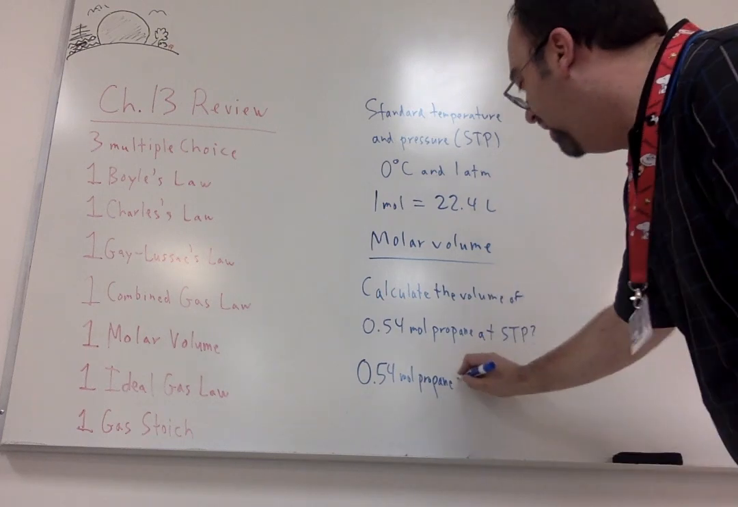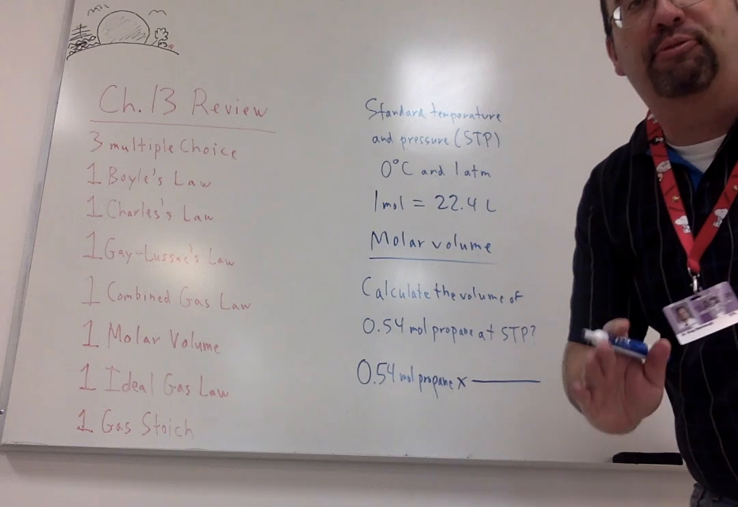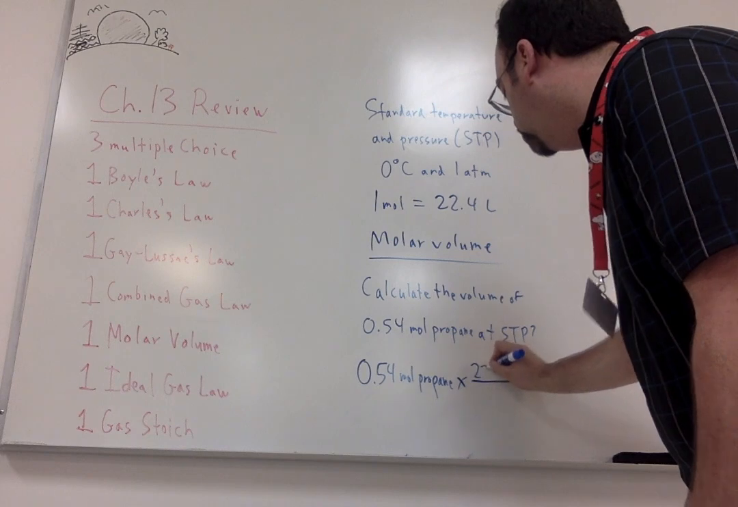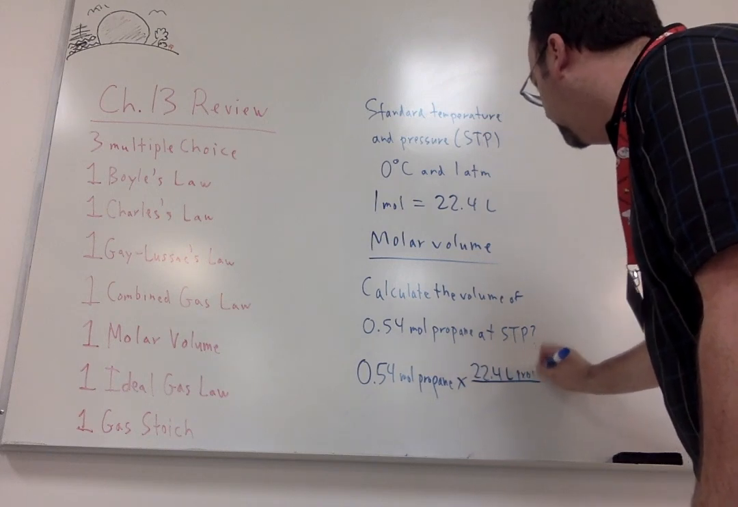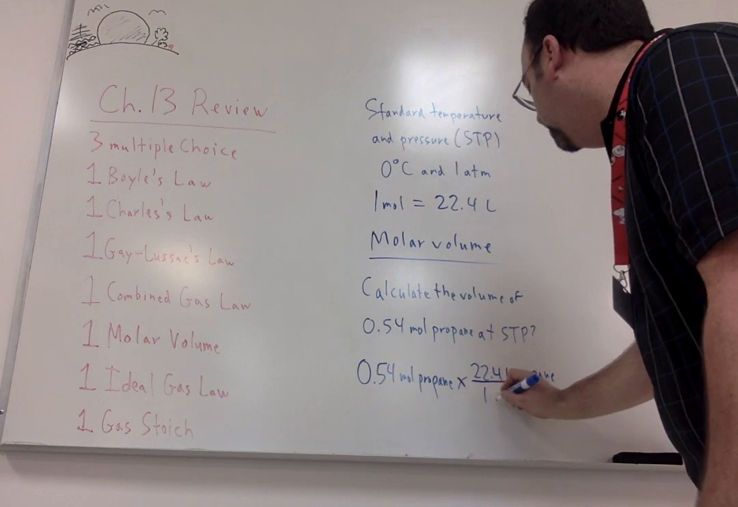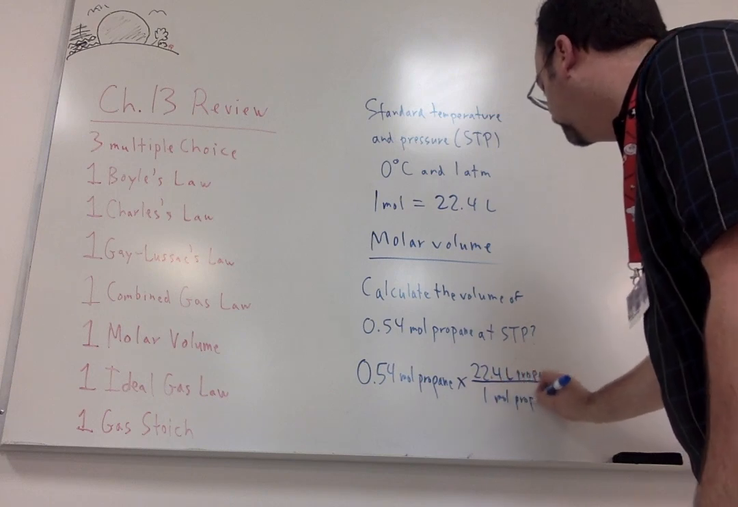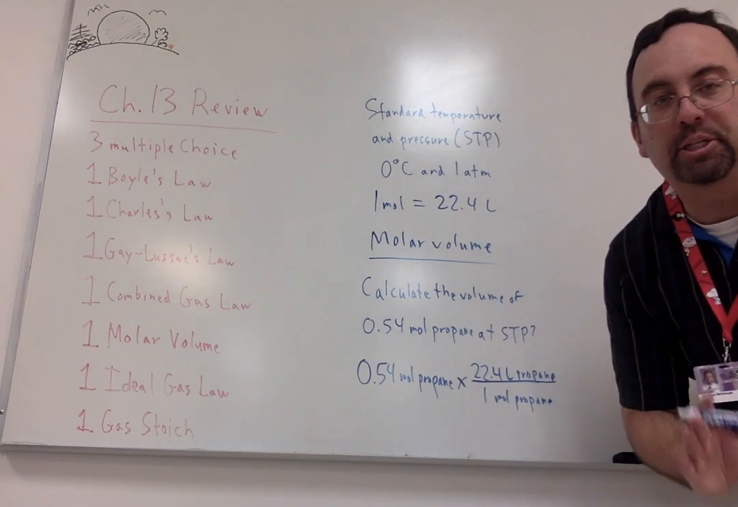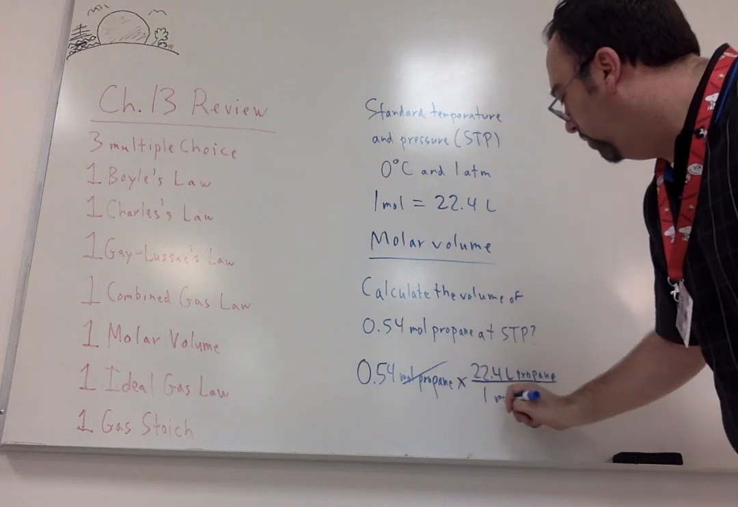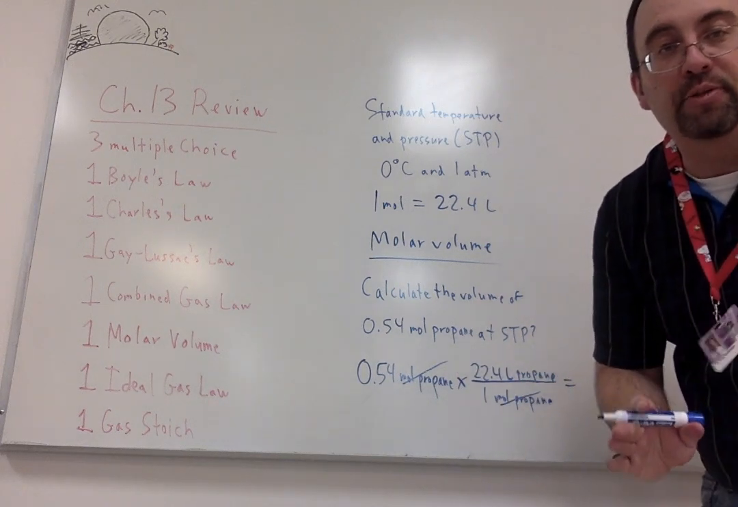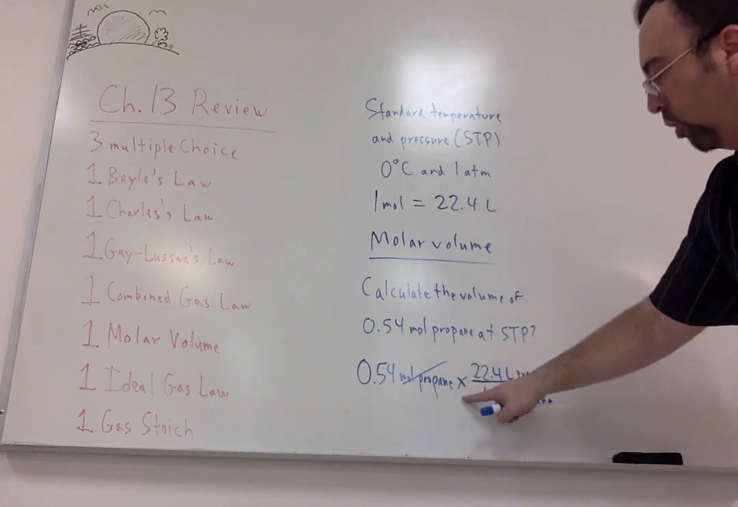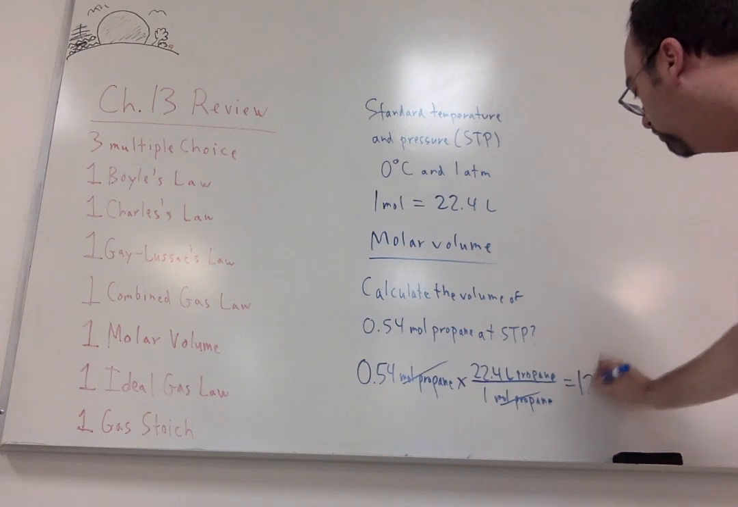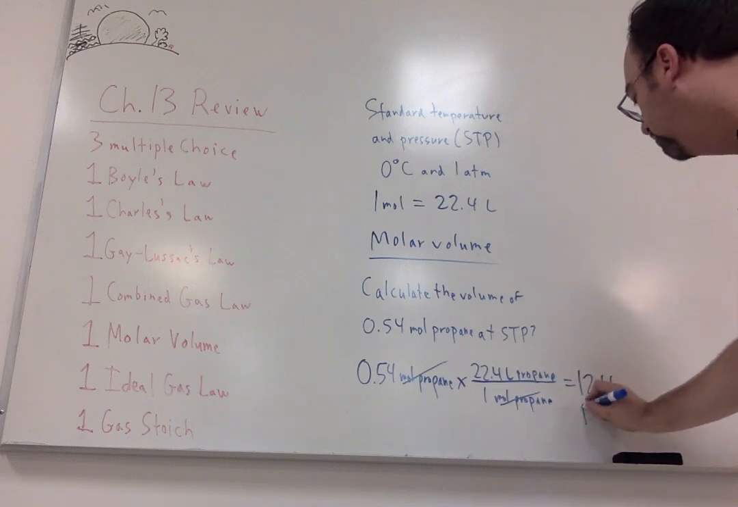All right, we're going to put the 22.4 liters on the top so that the 1 mole of propane goes on the bottom. So 22.4 liters of propane and 1 mole propane. Notice I set up this problem so that the moles would cancel out. And so all I need to do now is take 0.54 and multiply by 22.4. If I do that, I'm going to end up with 12.1 liters of propane.